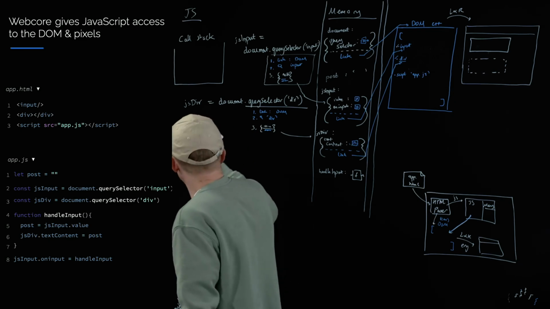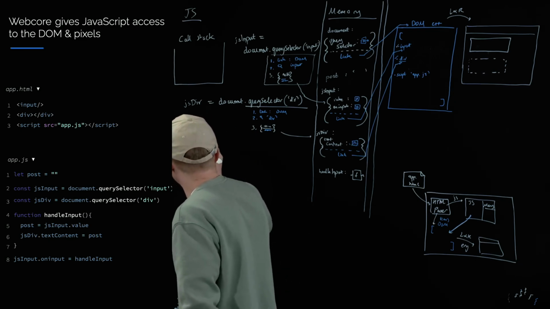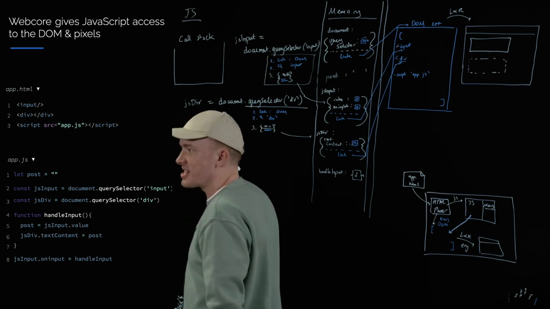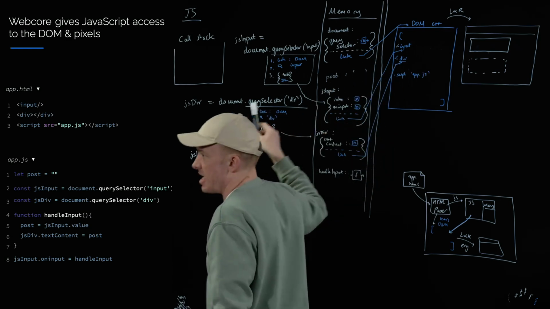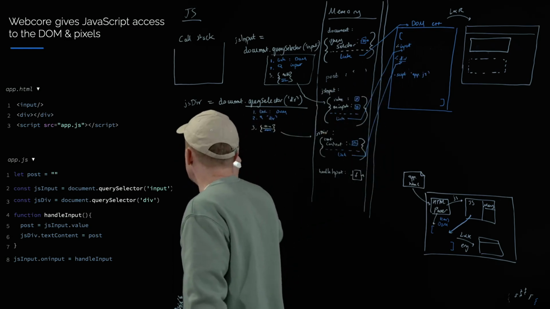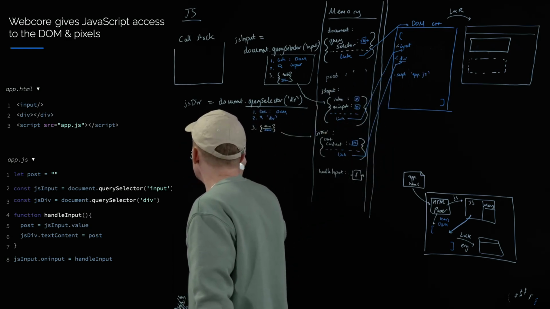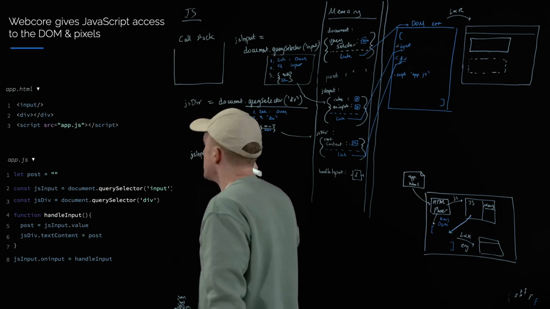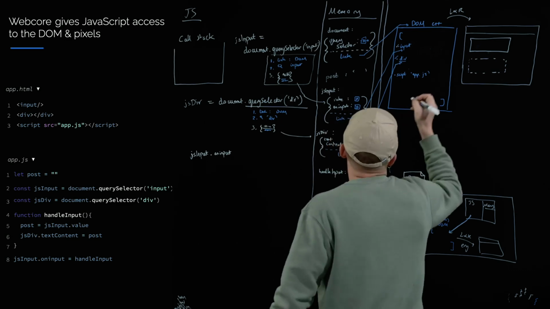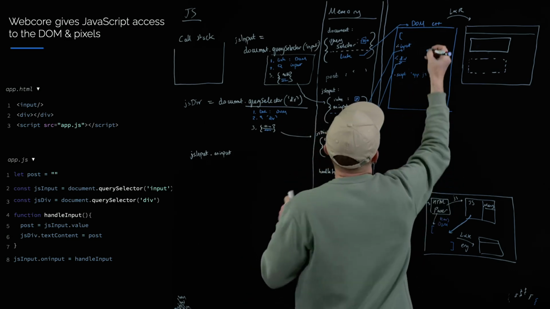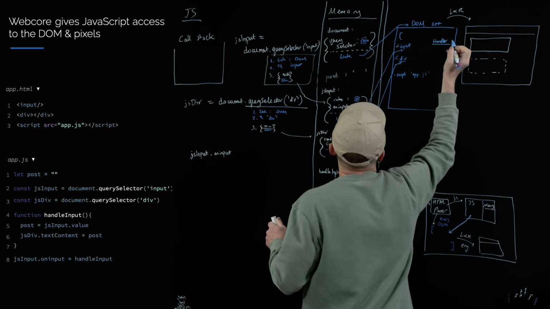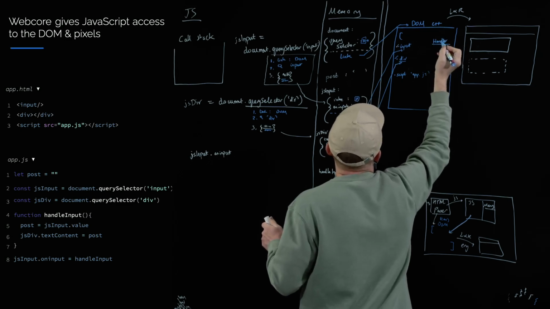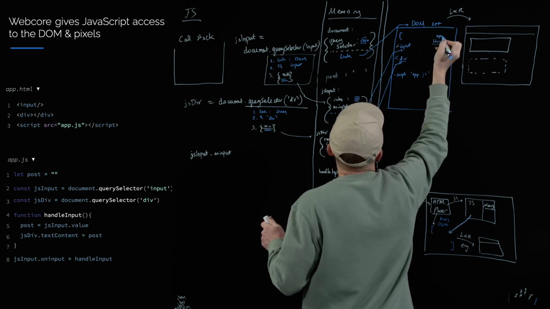Perfect. We find our JS input object. Look at that, perfect timing. There it is with its link to the corresponding DOM element input. And then use onInput as a setter to set the handler for handling input, to be our handleInput function definition.